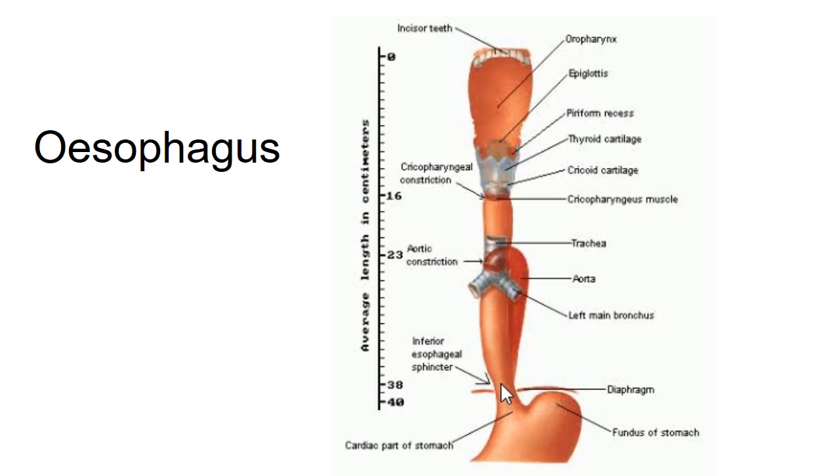It pierces the diaphragm at the level of T10 thoracic vertebra. This line, this is the diaphragm. As you can see here, it pierces the diaphragm to become continuous with the stomach, the cardiac end of the stomach. It ends by opening into the stomach at its cardiac end at the level of the 11th thoracic vertebra.